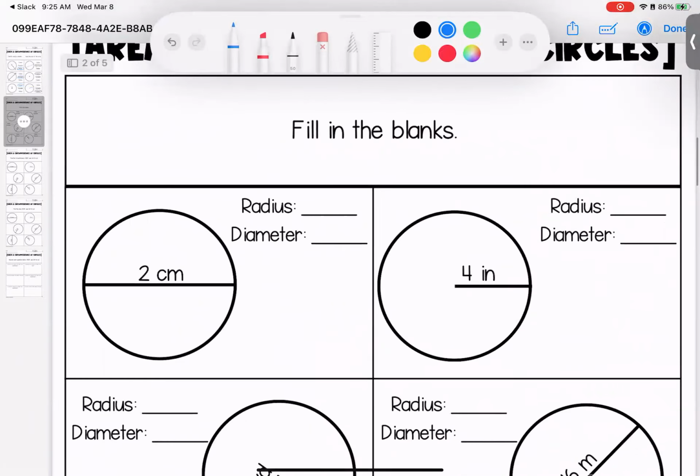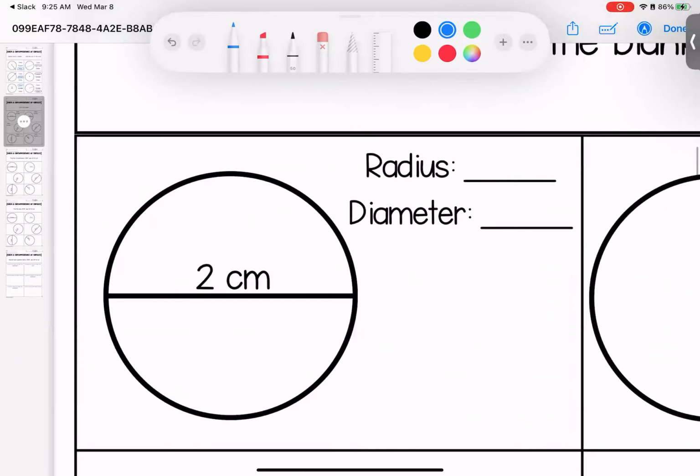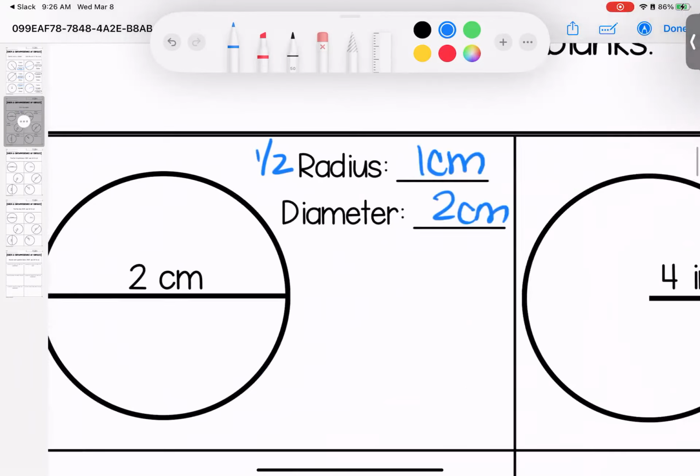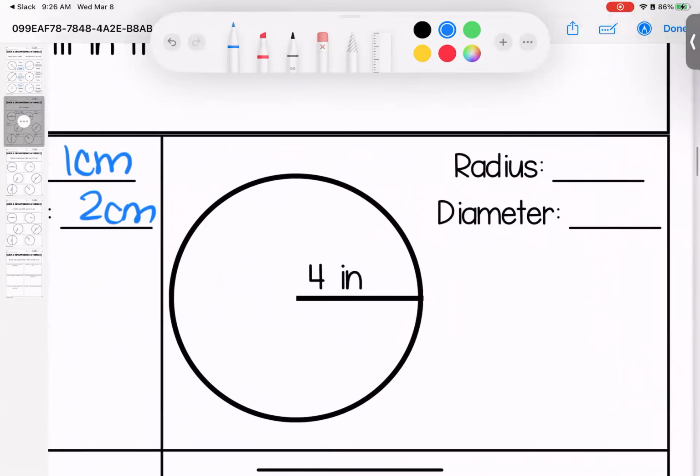All right, fill in the blanks, radius and diameter. Remember, radius is half, diameter is whole. So what is the radius? Half of 2 is 1 centimeter. The diameter would be 2 centimeters. Again, radius is half, which is labeled. So our radius is 4 inches. We double it for the diameter.